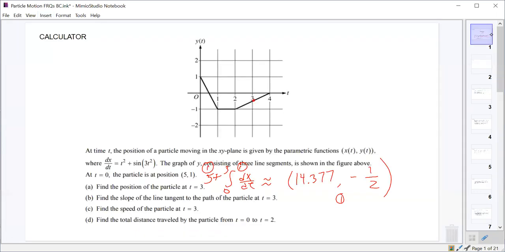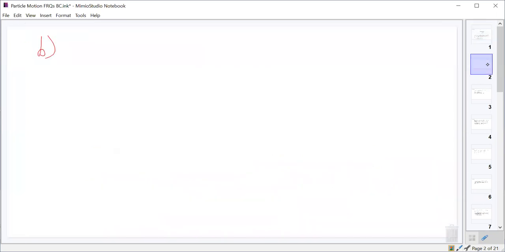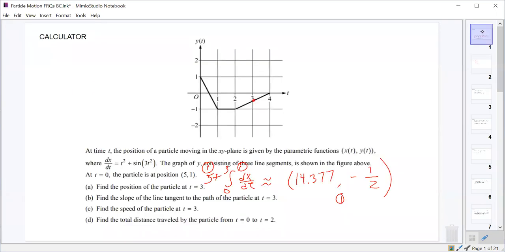All right, part B, find the slope of the line tangent to the path of the particle at t equals 3. So the slope of the line tangent to the path should just be the derivative, right? dy/dx. And we know that dy/dx ought to be dy/dt over dx/dt. And we're looking for this all at t equals 3. So dy/dt, that should be the slope of this at 3. What's the slope of this at 3?